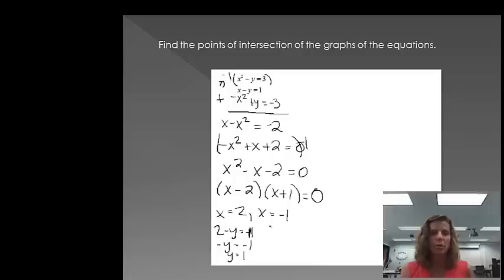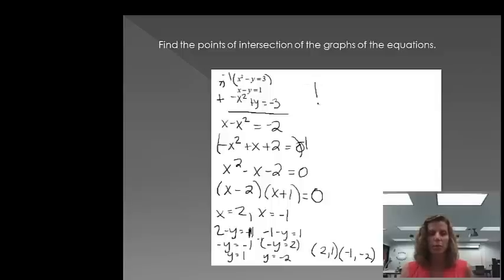Okay, when x equals negative 1, I'll get negative 1 minus y equals 1. This time I'll add 1 to both sides, and I'll get negative y equals 2. And then multiplying both sides by negative 1, I'll get y equals negative 2. So these two graphs intersect at the point (2, 1), and then also at the point (negative 1, negative 2). So they intersect in two places.